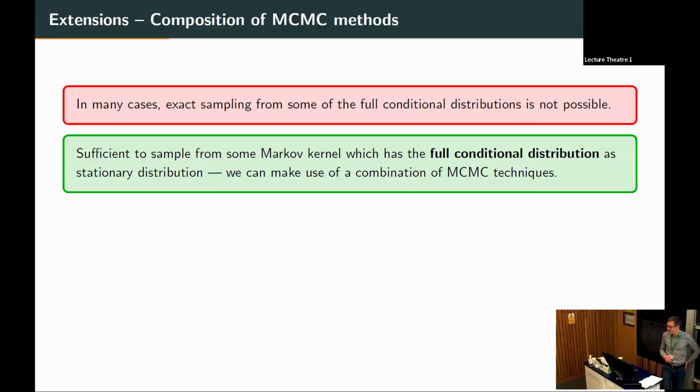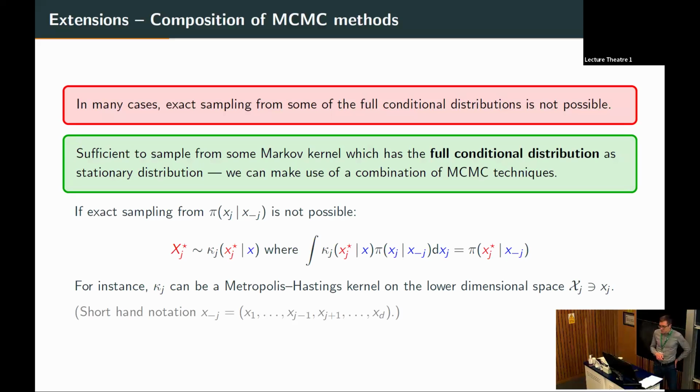So one example of this is to make use of Metropolis Hastings. Specifically, we would construct a Gibbs sampler where at iteration j, in this inner loop, we want to update this variable xj conditionally on everything else.